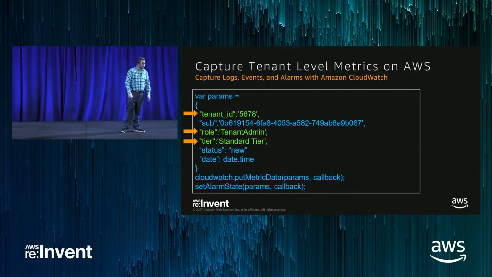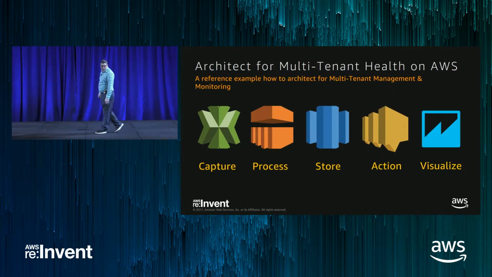And you can do so also with CloudWatch Events. So how do you architect for multi-tenant and identity? I told you how to capture these metrics, but now I want the meat of it. Tell me what I need to couple together. Tell me the prescriptive solution.